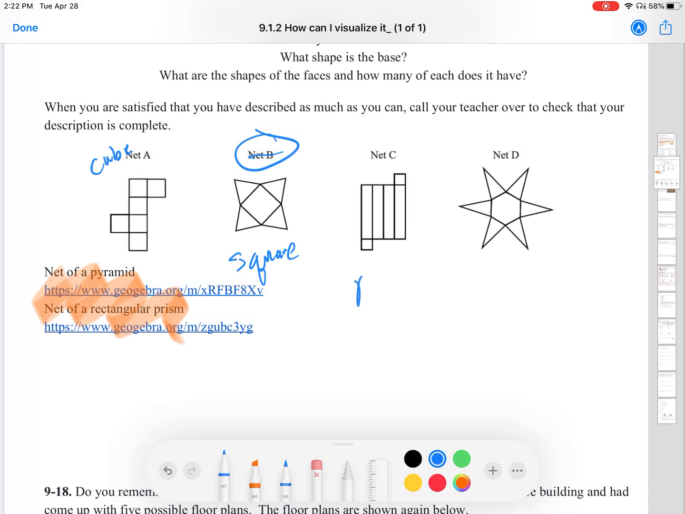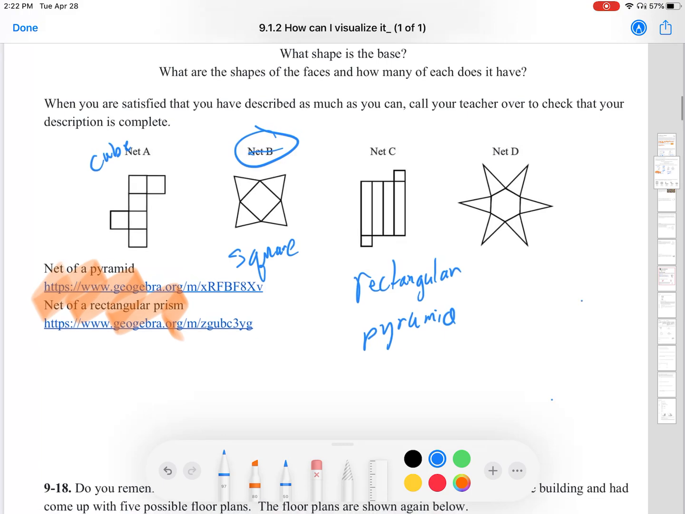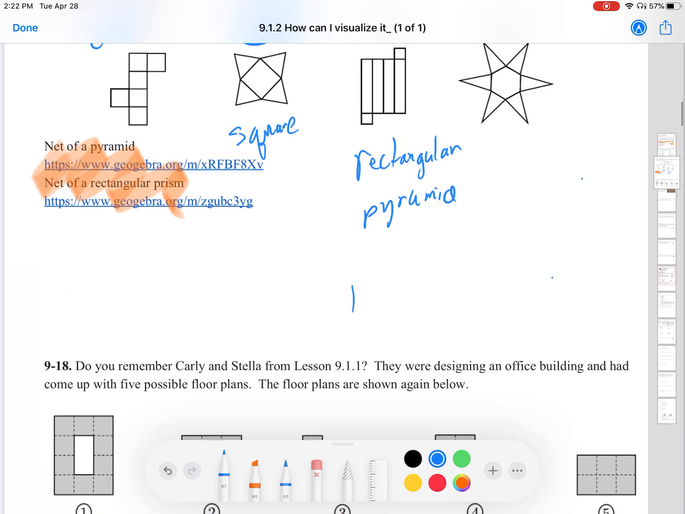This one is going to be a rectangular pyramid. And where does that all come from? That all comes from the fact that you can see that it's a rectangular base, and that rectangular base gets all stretched out, right? So this one would look something like this, wouldn't it?